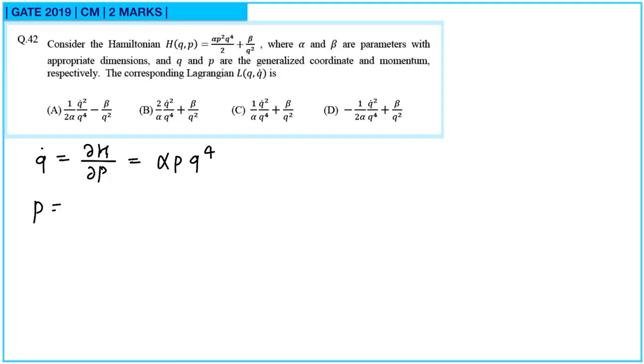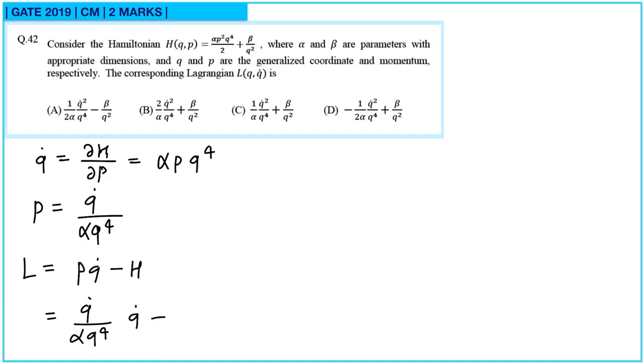From here, P is equal to Q dot upon alpha Q raised to 4. That is P. Now Lagrangian L is equal to PQ dot minus H. Now P is equal to Q dot upon alpha Q raised to 4 into Q dot minus H. H is alpha Q raised to 4 upon 2. Now we have to substitute P here.